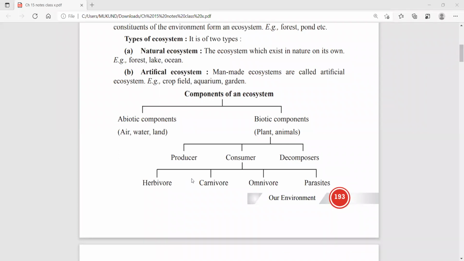For example, plants. And consumers are of four types: herbivores, carnivores, and omnivores. Consumers depend upon the producers, and herbivores eat grass. Yes, you need to write down the definition of consumers also. It is in detail on the next page. Yes, beta, turn to the next page.